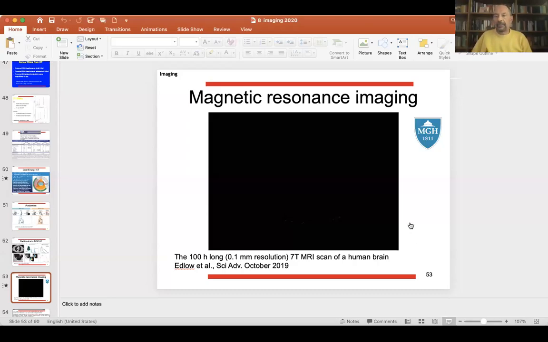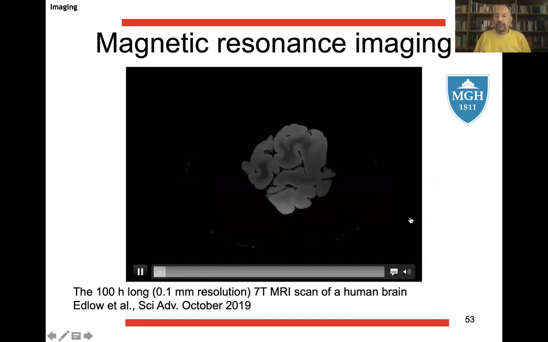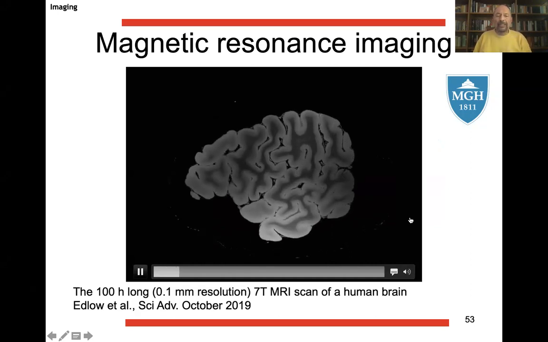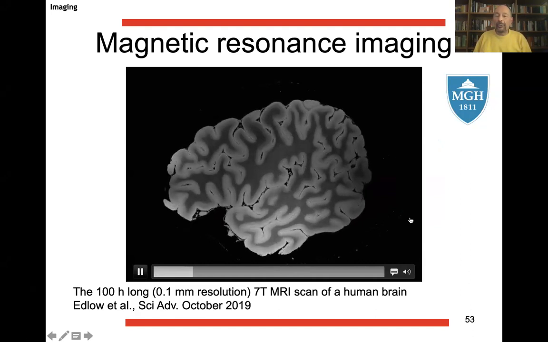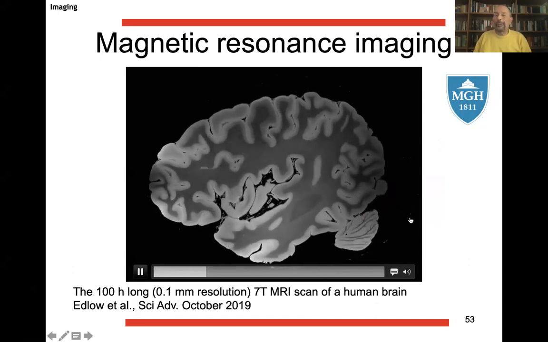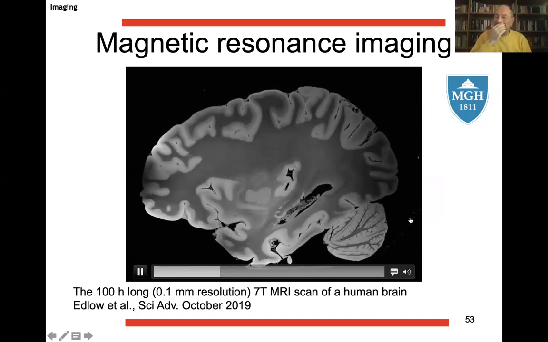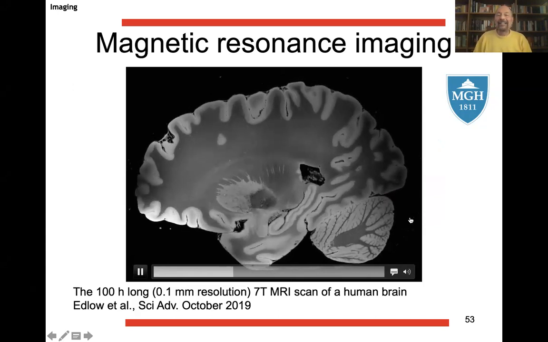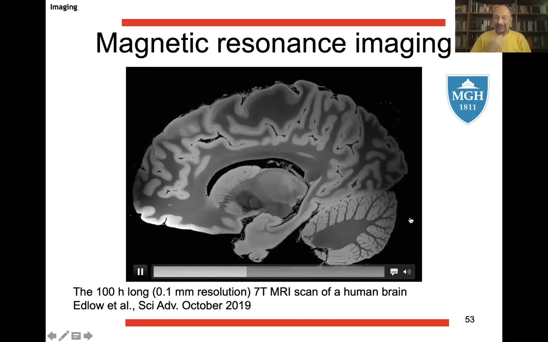And now in this final part of the imaging lecture, we will cover the non-ionizing radiation imaging, starting with MRI. You see, it's a beautiful paper in 2019 showing the 7 Tesla MRI scan of a full human brain. This image took 100 hours, and you see the scan of the full human brain. You see now, we are approximately in the middle of the brain, and then you will see the image shrink because you go on the other side.